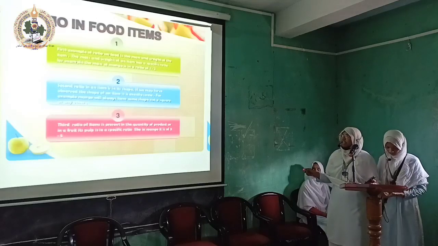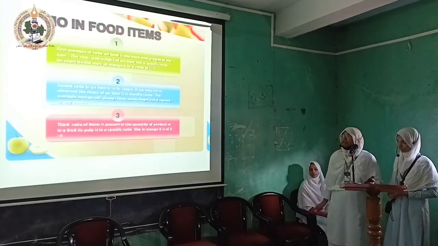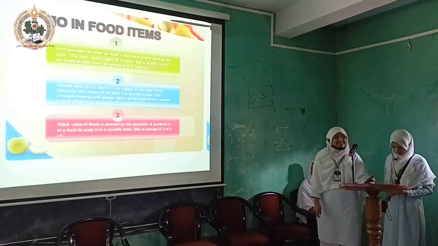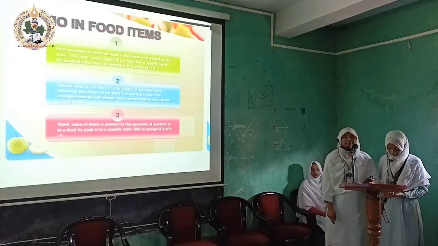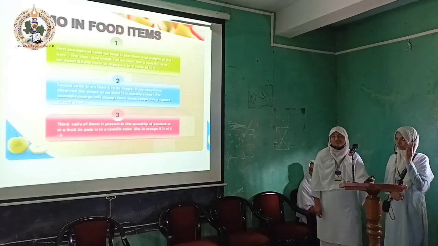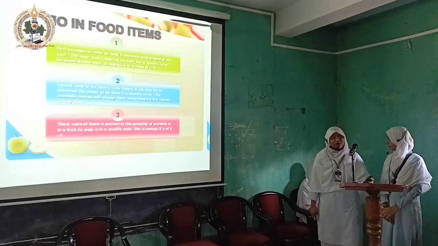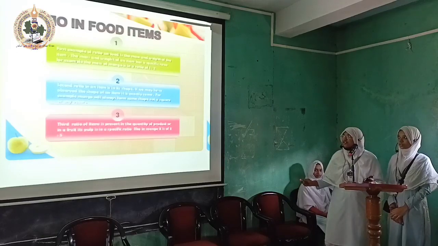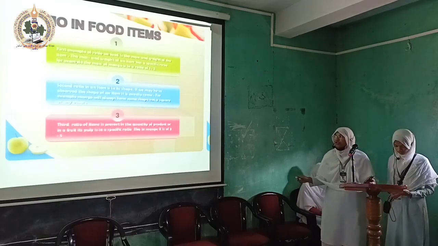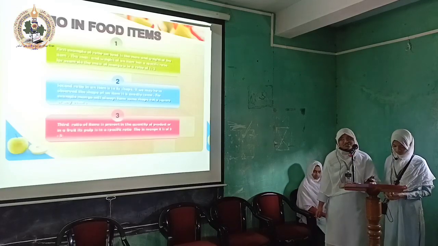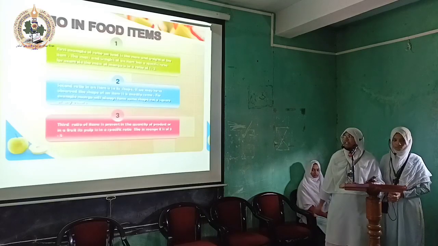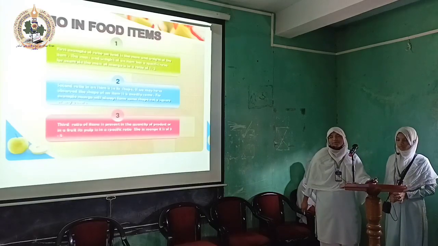Friends, now we see ratio in food items. First example of ratio in food is the mass and weight of the item. The mass and weight of an item has a specific ratio. For example, the mass of a mango is in the ratio of 1:2. Second ratio in an item is in its shape. The third ratio of an item is present in the quantity of the product.